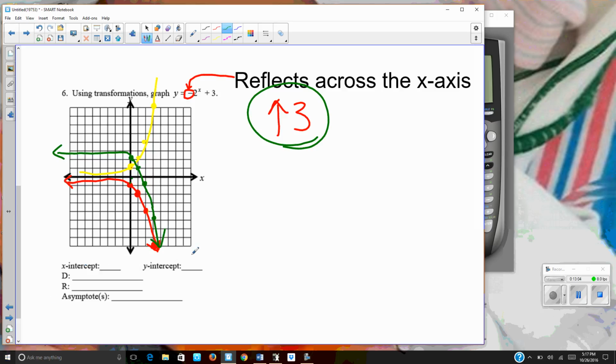And then you can answer x-intercept, y-intercept. Our domain is still all real numbers. The range this time, notice the graph this time is going down. So the range is going to be y is less than a number. It's going to be less than 3 because our asymptote is this dotted line in black that I'm drawing right now. The asymptote is y equals 3. And the range is y is less than 3.